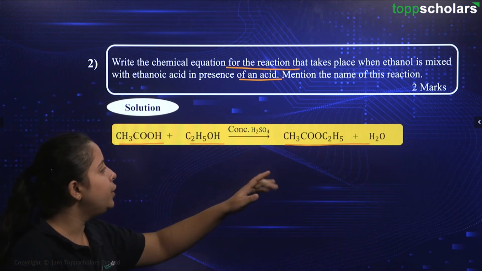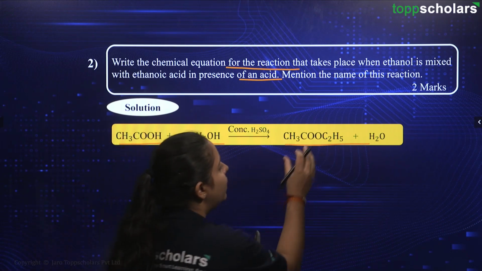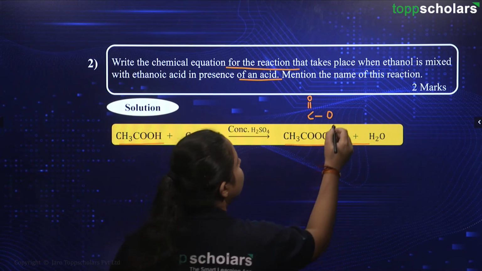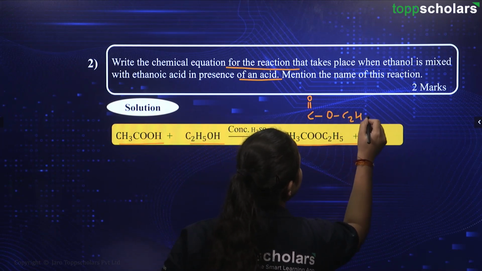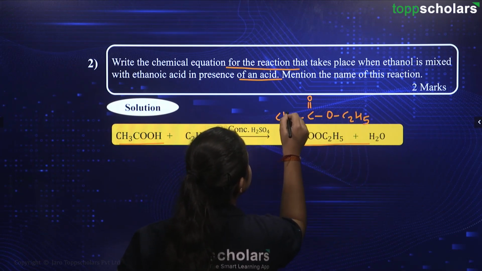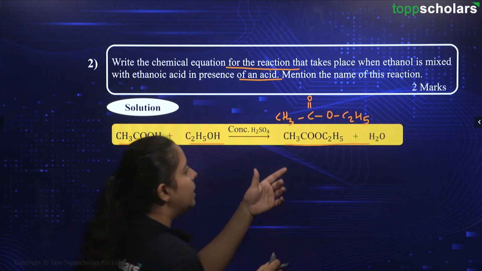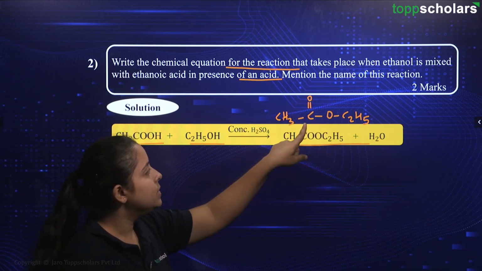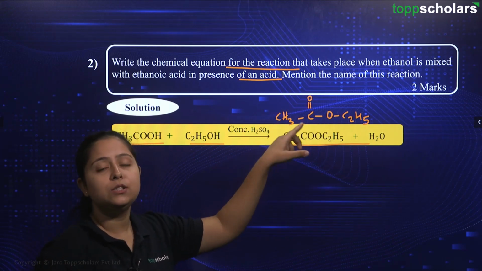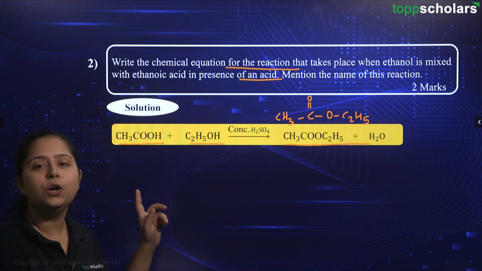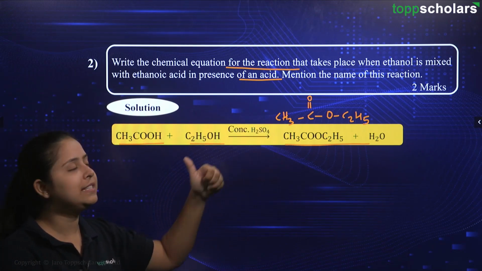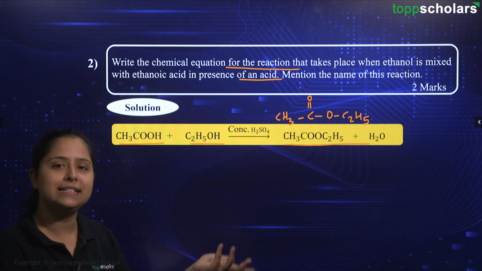So water is being produced, and over here friends, the functional group is C double bond O, and here we have O. Then over here we have C2H5, and over here I have CH3. So this is the compound that is being produced, and this compound is having an ester group. This group C double bond O, C, is known as ester group. So this reaction is termed, as the name suggests, esterification. Hence this reaction is called esterification.